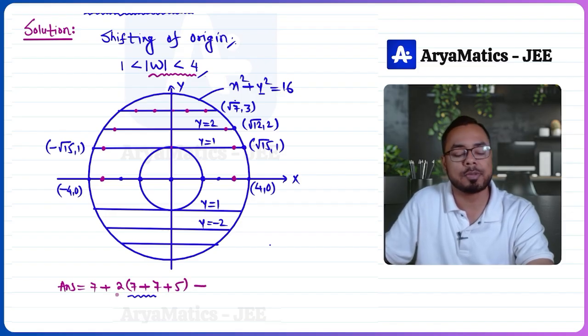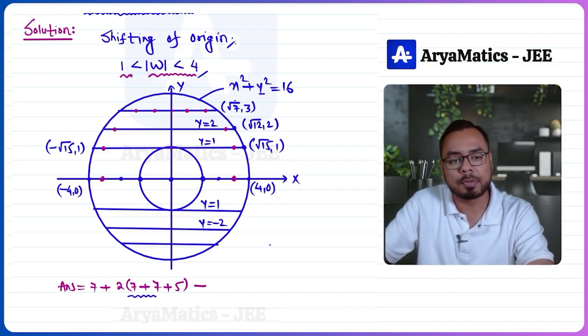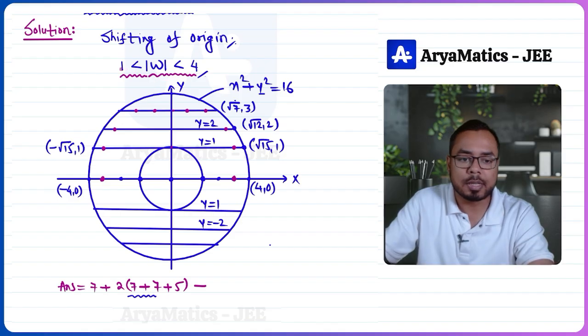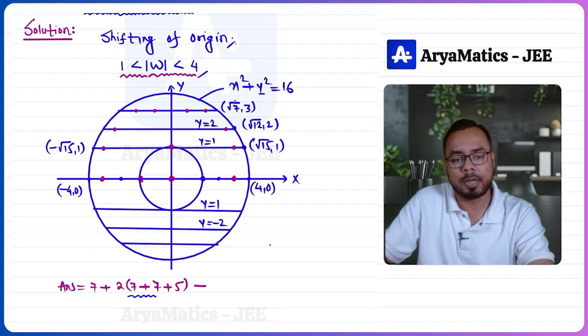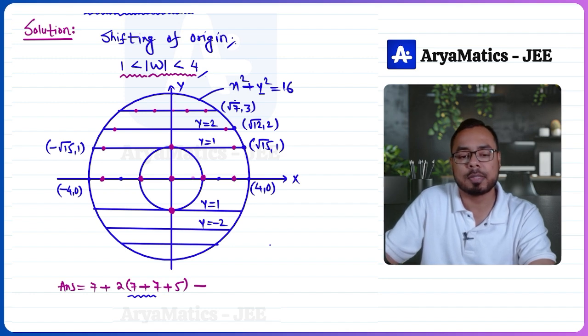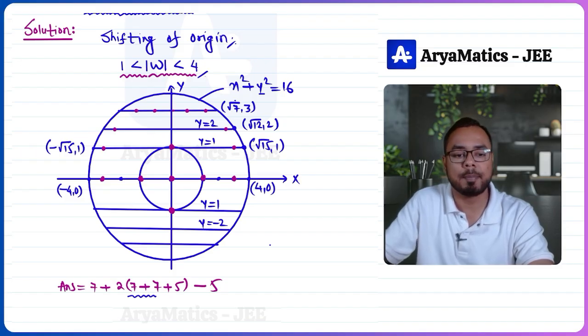So these are the number of points with integral coordinates inside the bigger circle. Now we need to remove those points which do not satisfy the condition that the modulus is greater than 1. That means the points which are either inside the smaller circle or on the smaller circle. So clearly you can see that there will be 5 such points. One will be the origin, and you have the other 4 points: 1, 0, 0, 1, minus 1, 0, 0, minus 1. So there are 5 points which are either inside the smaller circle or on the smaller circle, and in total we have these many points inside the bigger circle.